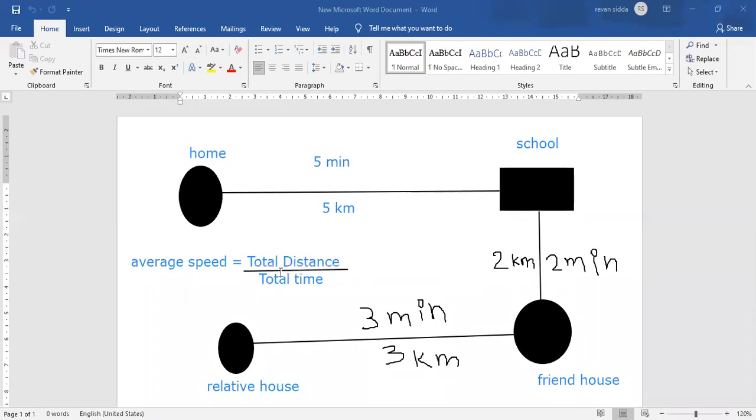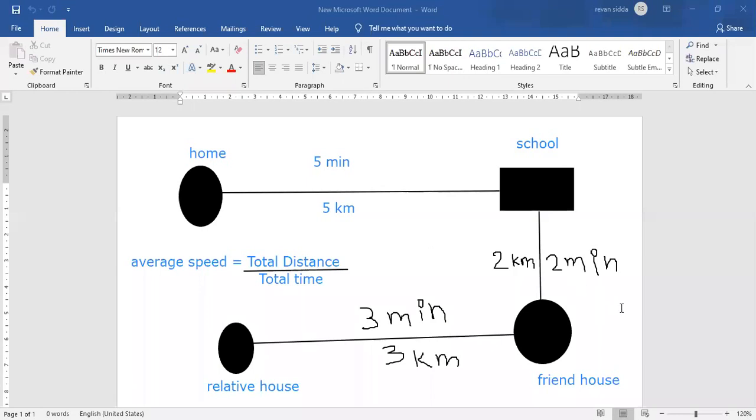Understood? Total distance covered by total time taken. How much distance has been covered from starting to ending? 5 kilometers, 2 kilometers, 3 kilometers, it will be 10 kilometers. How much time has it taken? 5 minutes, 2 minutes, 3 minutes, it is 10 minutes. So 10 kilometers divided by 10 minutes, then it will be 1 kilometer per minute. Average speed is nothing but total distance covered by total time taken.